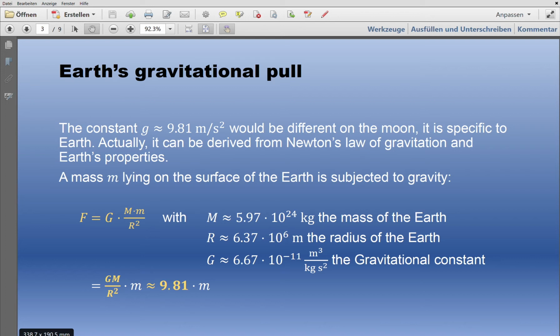We can rearrange this slightly to arrive at capital G, capital M all over r squared times m, and this takes exactly the form of the lowercase g times m. And it just so happens that if we plug these numbers in, the mass of the Earth, the radius of the Earth, and the universal gravitational constant, this boils down to 9.81. Isn't that neat? Okay, this is where the figure comes from.